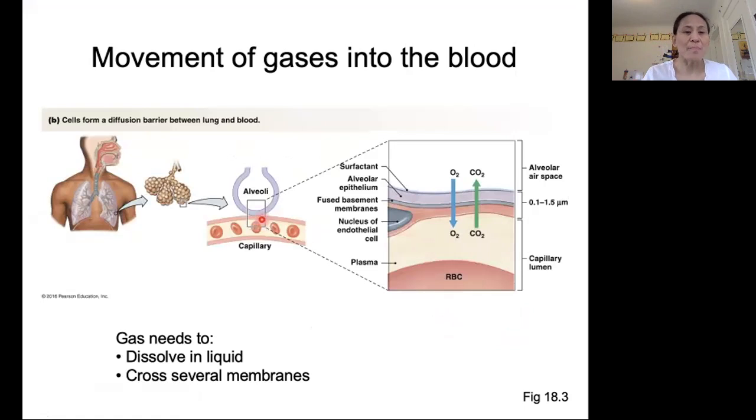Okay, so I want to start by reminding you that in order for our gases to make it from our alveoli into our blood or vice versa, there are a couple things that need to happen. Those gases need to dissolve in the liquid, and then they need to cross several membranes. We just finished talking about the dissolving in the liquid part. We talked about solubility, etc. Now I want to focus on this part, crossing several membranes. So the diffusion across the membranes.